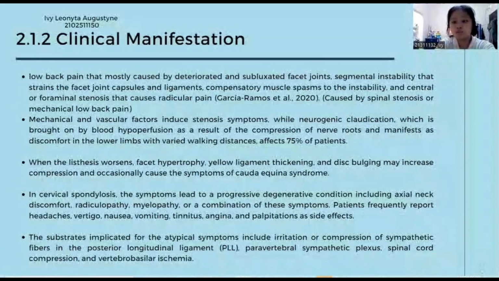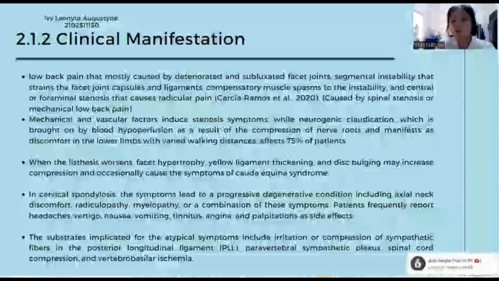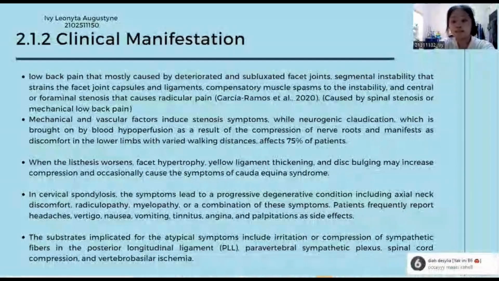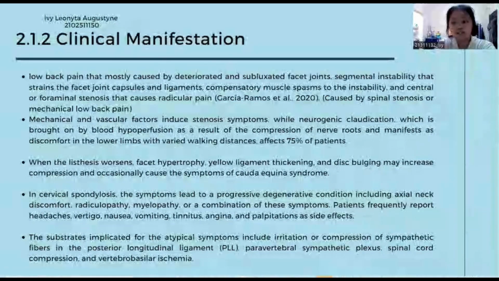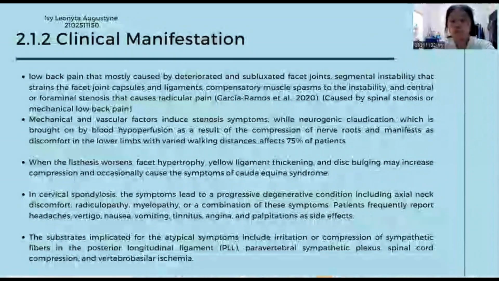Some patients with degenerative spondylosis develop low back pain that is mostly caused by deteriorated and subluxated facet joints, segmental instability that strains the facet joint capsules and ligaments, compensatory muscle spasm due to the instability, and residual stenosis that can cause radicular pain. Severe stenosis can also lead to bowel and bladder dysfunction.